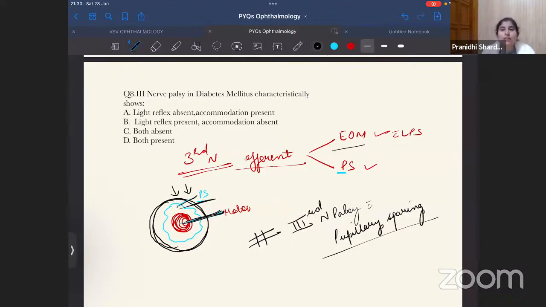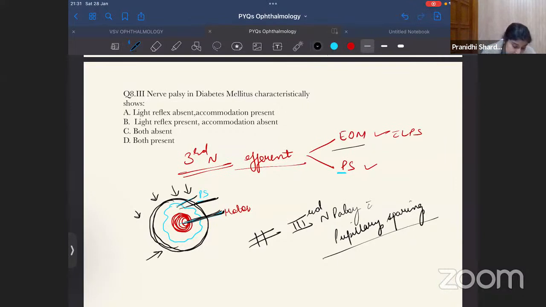But in space occupying lesions, in tumors, because of the compression by the tumor, the peripheral fibers will be affected first. So pupillary sparing will not be seen. Pupillary damage will be seen.